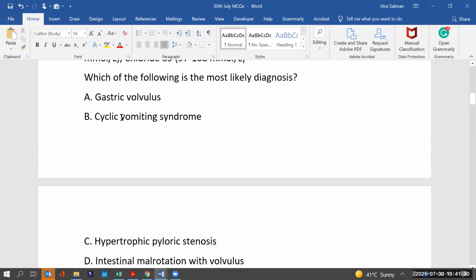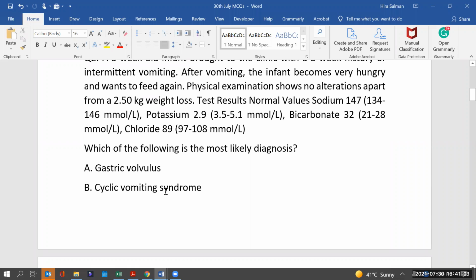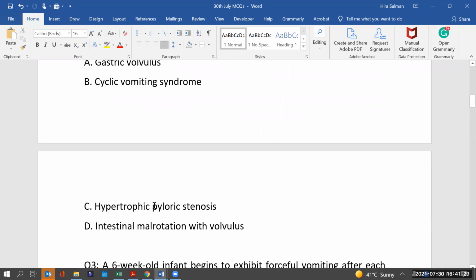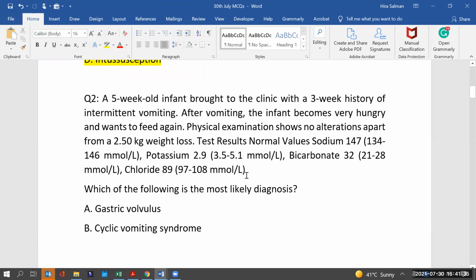So do you think it's a cyclic vomiting syndrome? Most of the time, cyclic vomiting syndrome is not a true diagnosis. But whenever it's there, it's not going to show much change in the body electrolytes. That is the clue where you can differentiate cyclic vomiting syndrome from the non-bilious, projectile vomiting of pyloric stenosis. In pyloric stenosis, you will always find electrolyte imbalance. So it's a case of hypertrophic pyloric stenosis. Why? Based on the presentation, vomiting, and the lab results. Plus, if signs are there, that will definitely give you a clue in making a diagnosis.